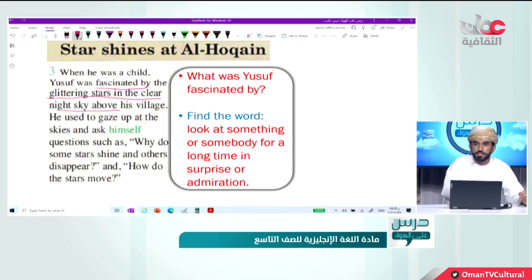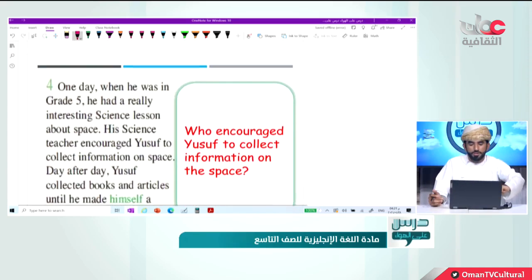So which word is it? To gaze up. Excellent. To gaze. To gaze at something. To gaze up. It means you look at something because you admire it, in surprise or admiration. Okay? Going to number 4.